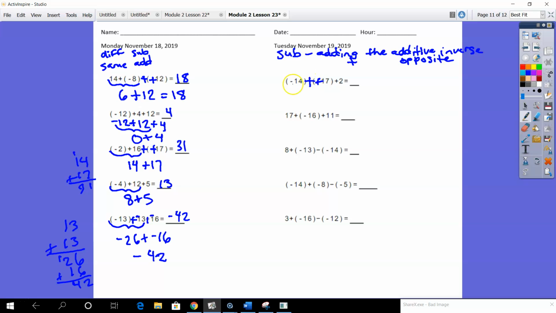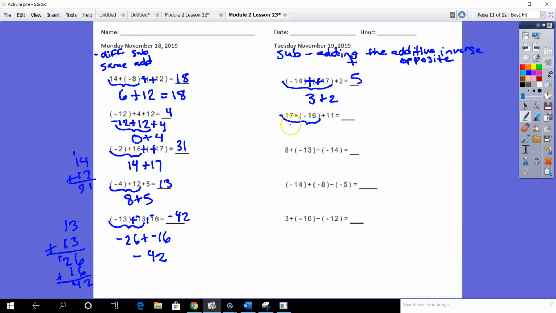Change, change. Okay, so negative 14 and a positive 17, they had different signs, like on Monday, and so therefore we're subtracting. 17 minus 14 gives me 3, and it is going to be positive because the 17 was positive, plus 2, and 3 plus 2 is 5. Okay, and the next one I have all addition, so I'm not going to do any changes.